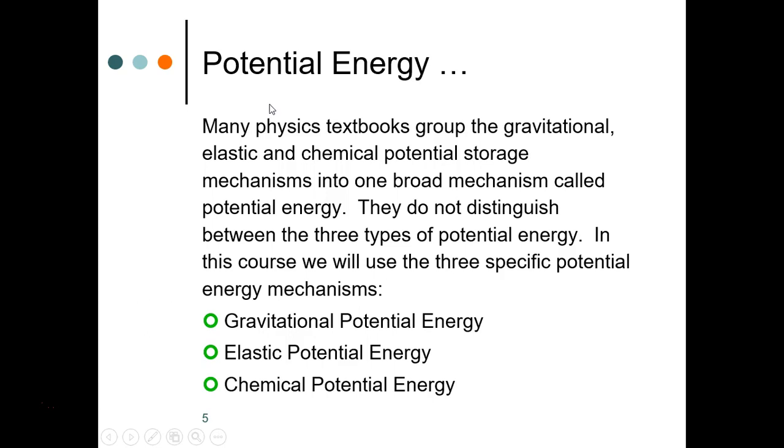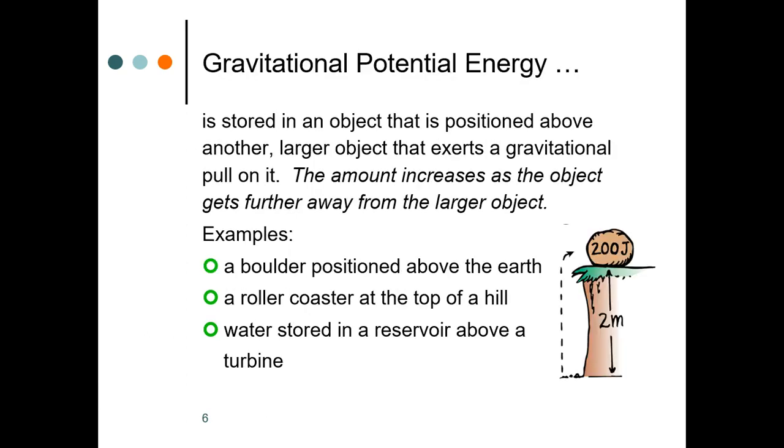Many physics textbooks group gravitational, elastic, and chemical potential storage mechanisms into potential energy. They do not distinguish between these types of potential energies. However, in this course, we are going to use the 3 specific potential energy mechanisms: the gravitational potential energy, the elastic potential energy, and the chemical potential energy. Let's take a closer look at each one of these mechanisms.